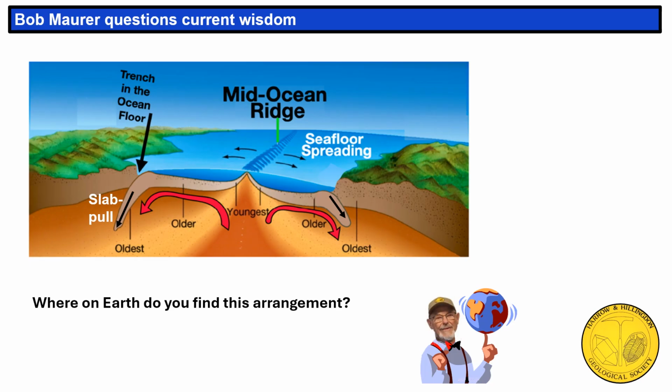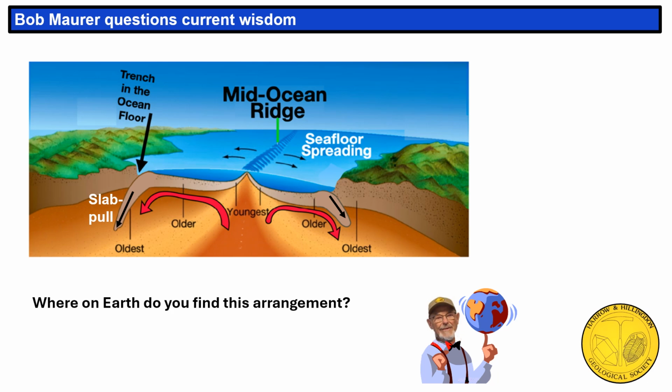So what I want to try and do is explain why Bob has a problem with the current models. And I think this diagram sums it up. You have seafloor spreading and the oceanic crust moving in one direction and subduction going underneath the continent. Can you see any problem with that? Can you think of anywhere on Earth where this arrangement actually happens? I'll show you the map in a moment.